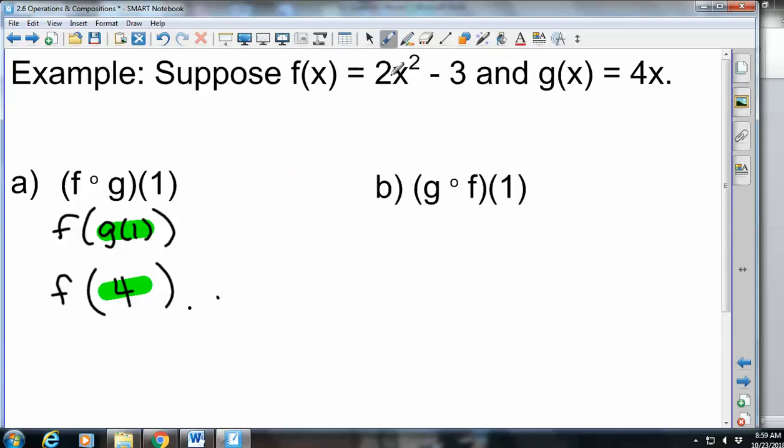Then you are going to plug a 4 into your f. So if I put a 4 there, I have 2 times 4 squared minus 3. So 4 squared would be 16, times 2 is 32, minus 3 is 29.